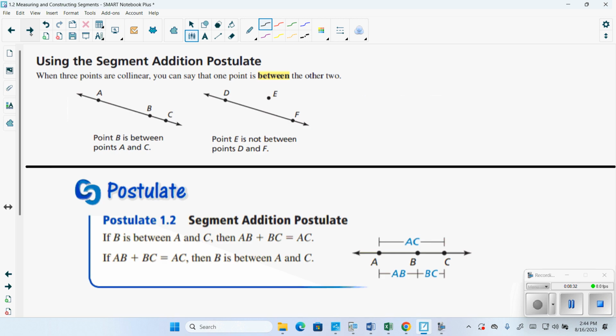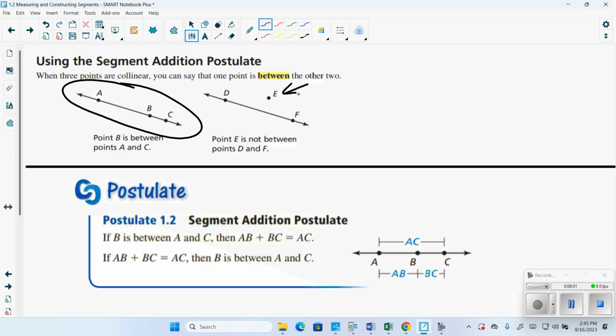Using segment addition postulate. All right, when you have 3 points that are collinear, you can say that one point is between. So notice this picture right here. B is between A and C. So when you say the word between, you are saying that the points are collinear. So notice that E is not collinear. It's not between.